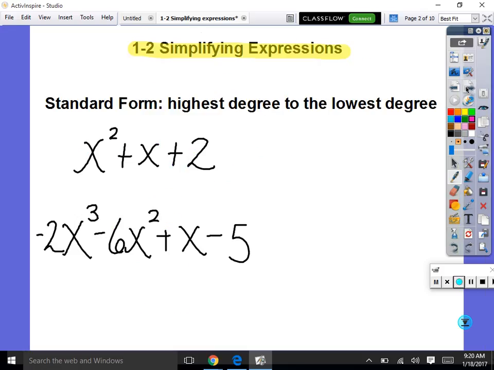Now we're going to get right into lesson 1-2. So we're just going to be simplifying expressions. This should be pretty easy for us because we're already doing this when solving.